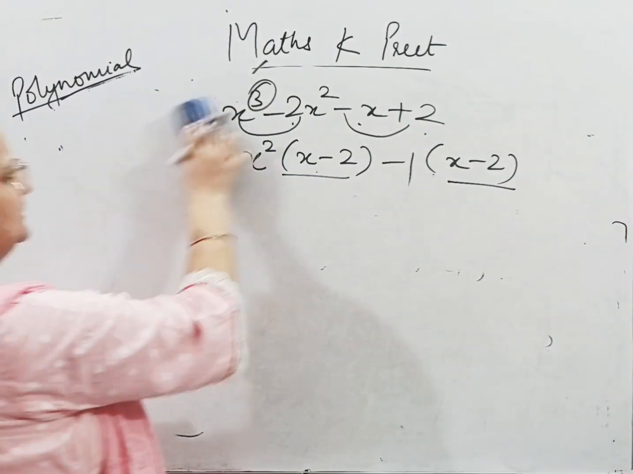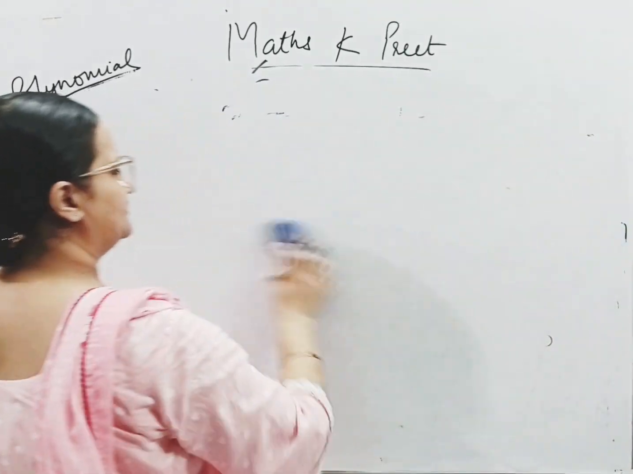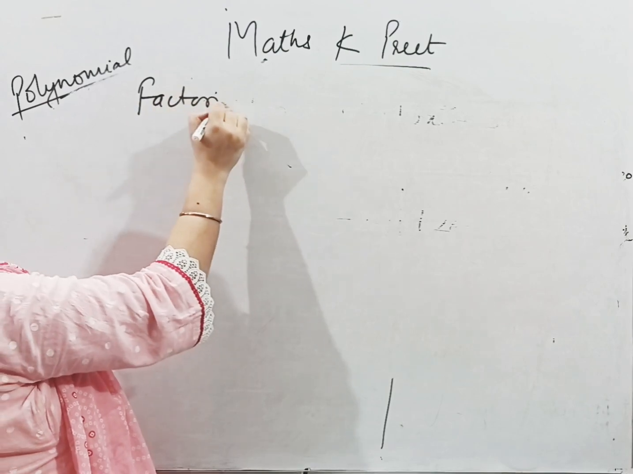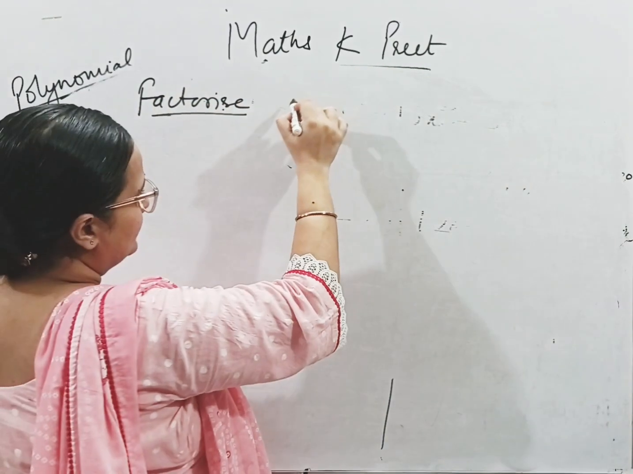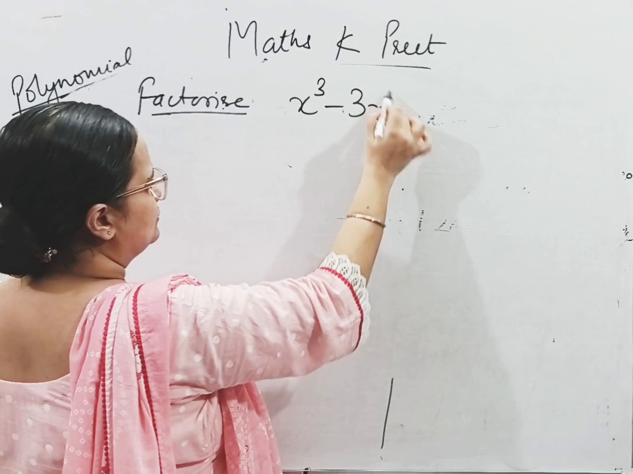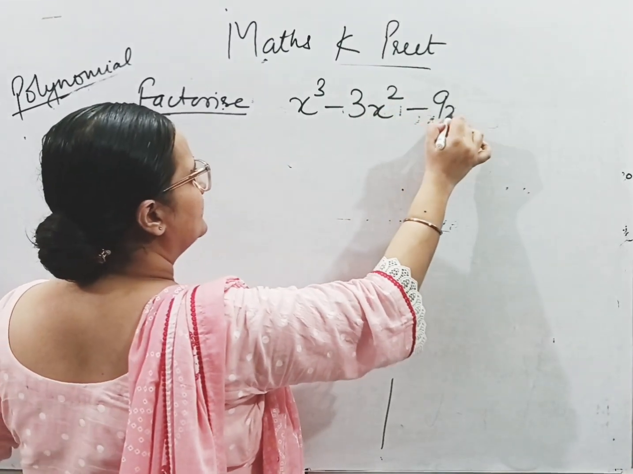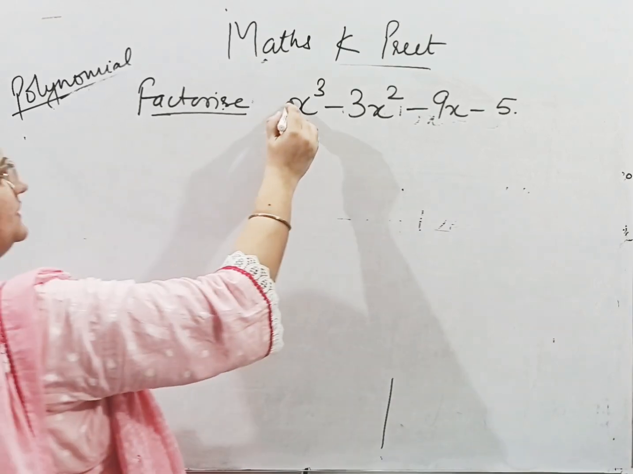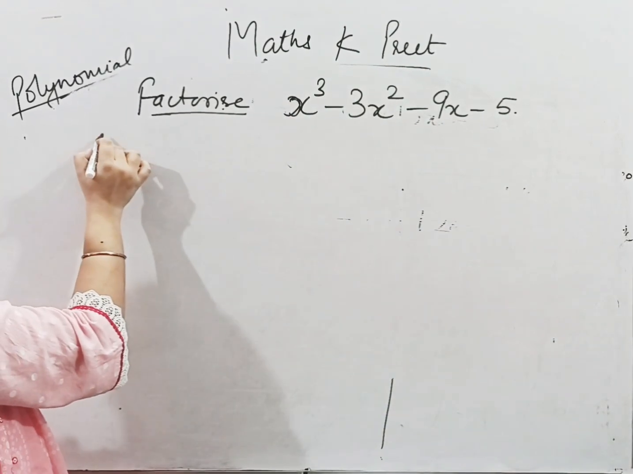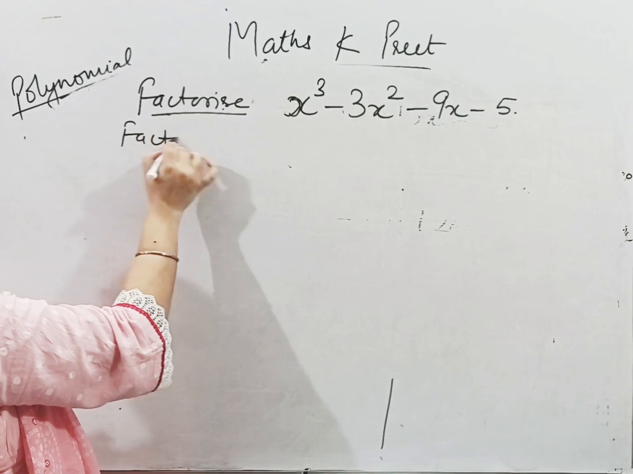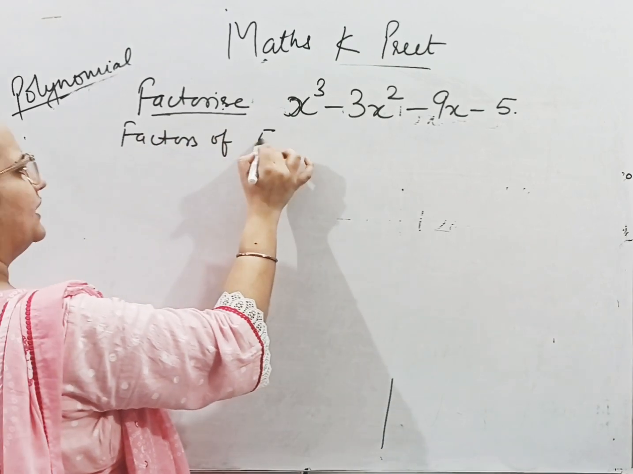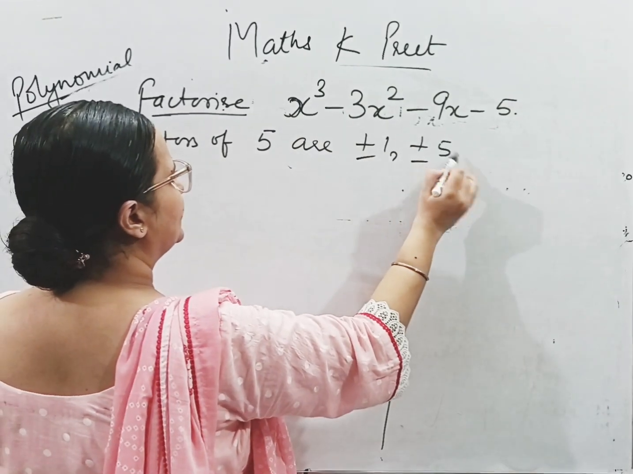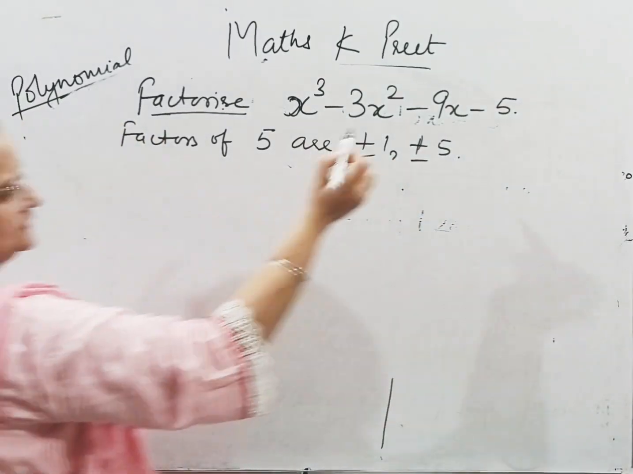Last one, factorize x cube minus 3x square minus 9x minus 5. So clearly the last term is minus 5. We will write factors for 5, which are plus minus 1 and plus minus 5. That's it. So we will check if this is my p of x.